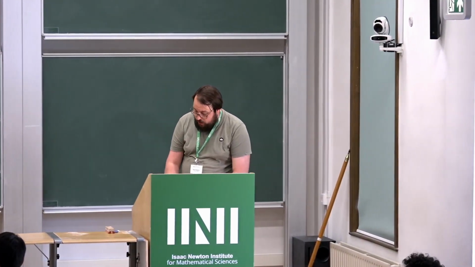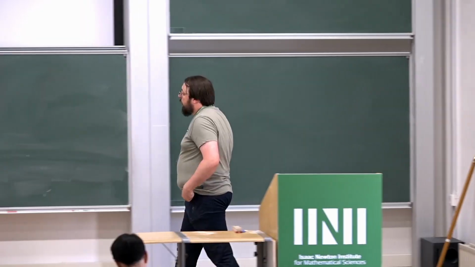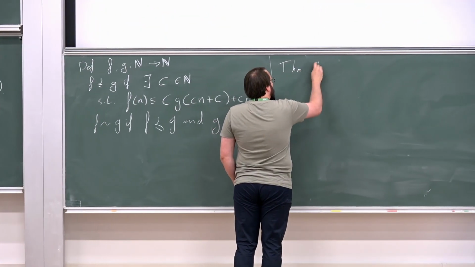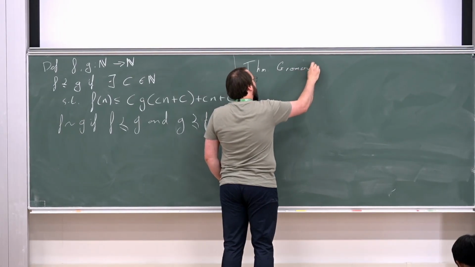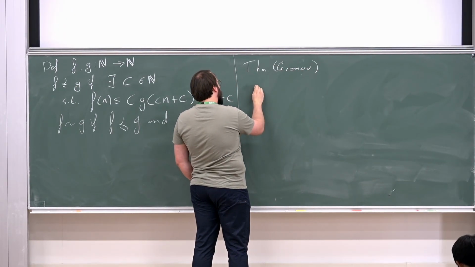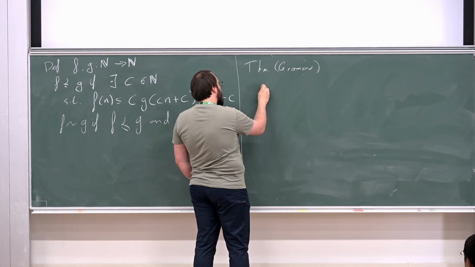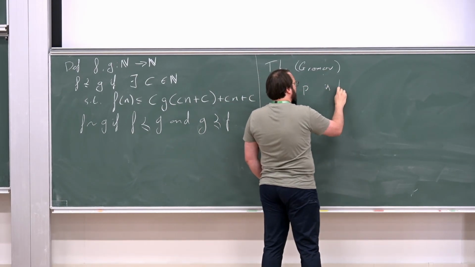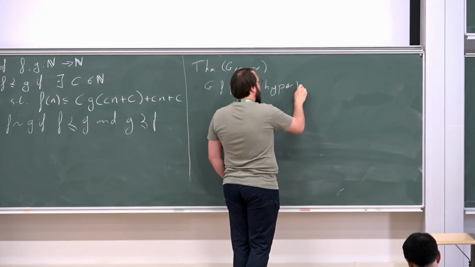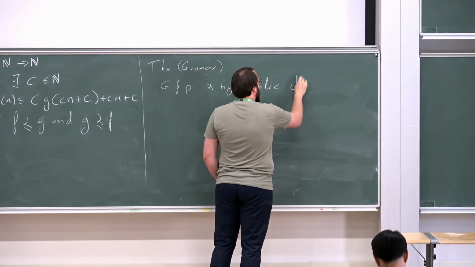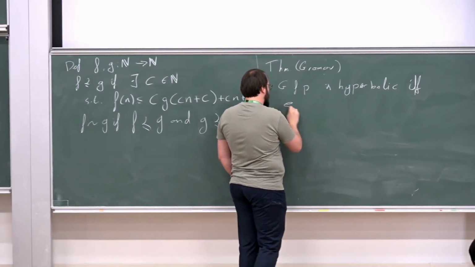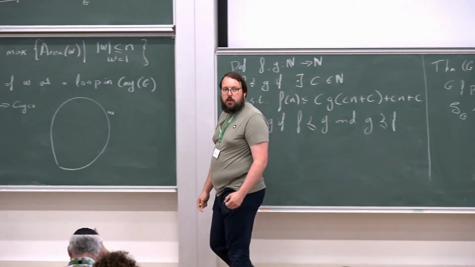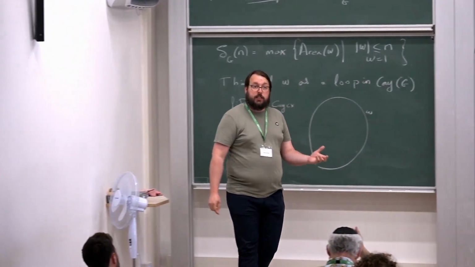Okay, and then the first result that I think is kind of amazing is the theorem of Gromov, which says that if you have a finitely presented group G, it's hyperbolic if and only if the Dehn function of G is equivalent to a linear function. Okay, so linear functions completely characterize hyperbolicity.